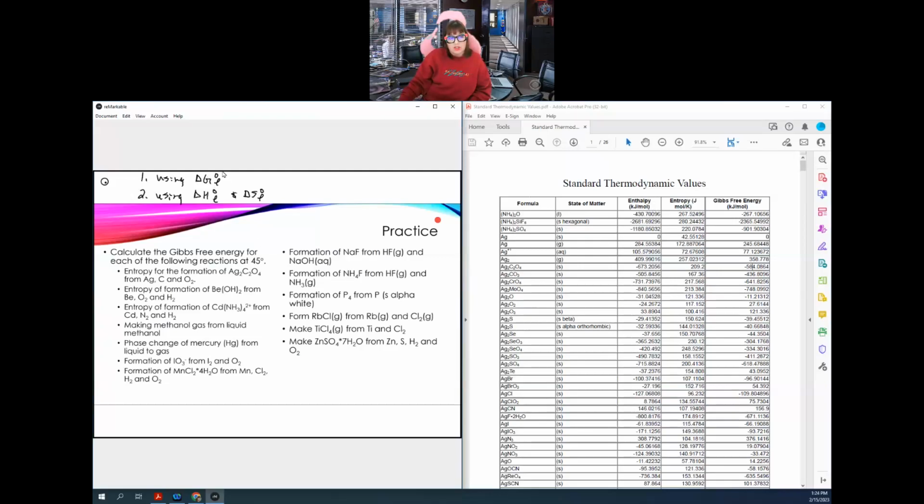Now, because our delta G values are at 25 degrees, I would not expect these to give me the same number. They won't, because they're not the same temperature. But I want you to see how we can use the data in either way to calculate delta G, okay? So a couple of these actually ask us to calculate the entropy, and then the rest of them will be for the free energy. So we're just going to calculate entropy for the first couple because that's what it asks for.